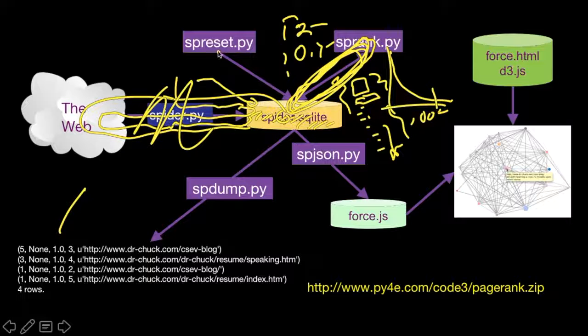Now there's this one program called SP Reset, which sets all the pages back to 1, so you can start this over. So if you were to spider for a while, run SP Rank for a while, play around, and then you wanted to spider some more and start it over, you could say, let's start the PageRank completely over. Or you could simply take the new pages and watch it adapt. Either way, this is just a way to reset all the pages to their initial value of a goodness of 1.0.